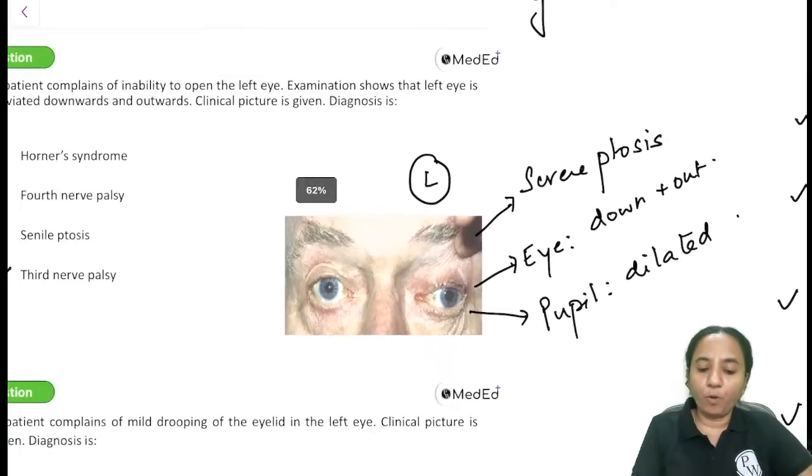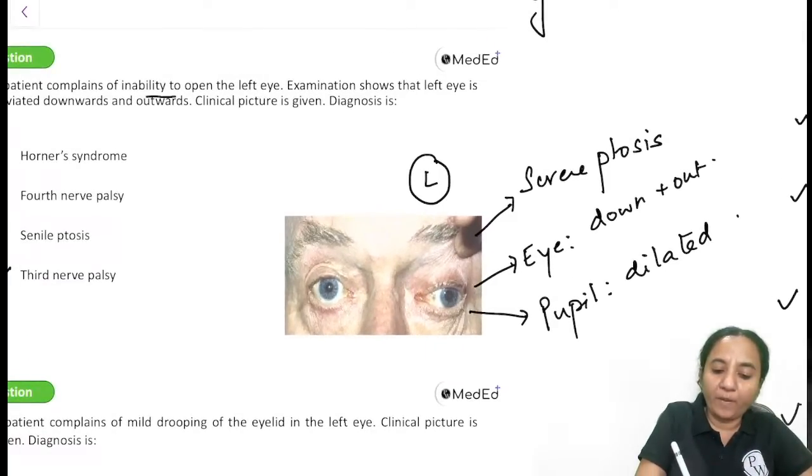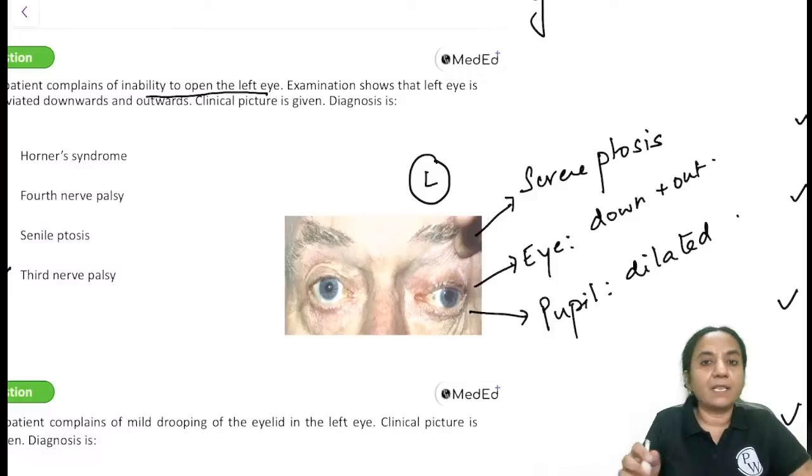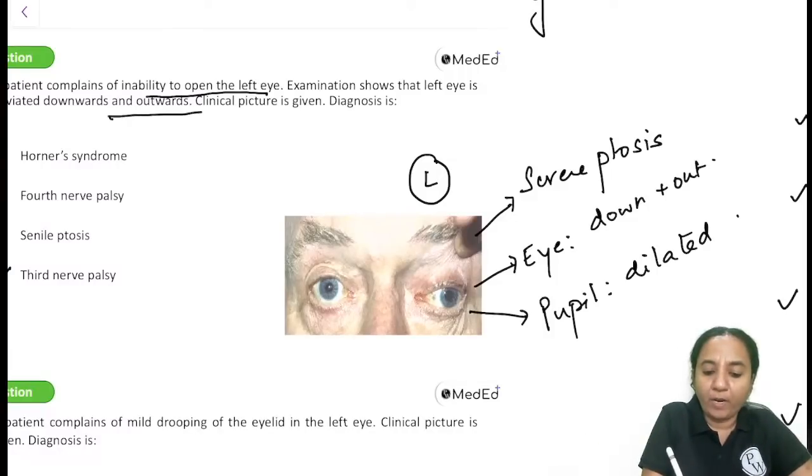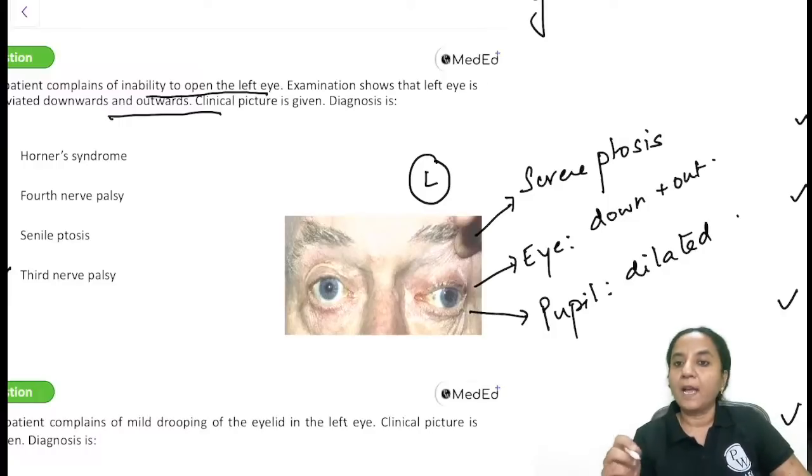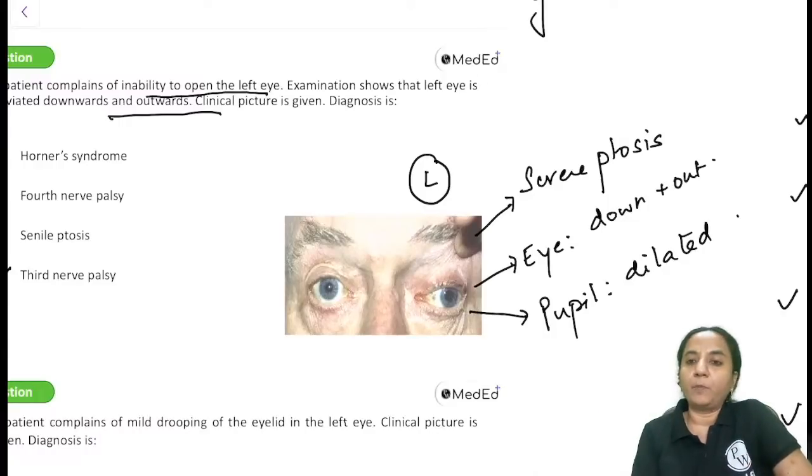So question में भी बोला गया है, see there is an inability to open the left eye. Picture में भी we see a severe ptosis. Question also says that the eye is deviated down and out. It is also visible in the image. And in the image we also get to see that the pupil is dilated.